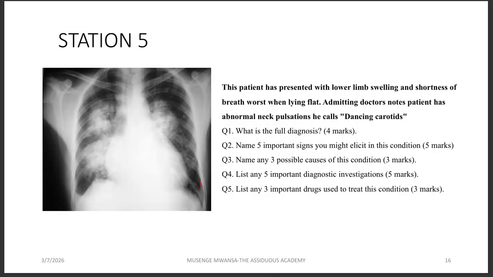Okay, station 5 says that this patient has presented with lower limb swelling and shortness of breath when lying flat. Admitting doctor notes the patient has abnormal neck pulsations, a dancing carotid. What is the full diagnosis? So remember, lower limb swelling, shortness of breath when lying flat, and then there's a dancing carotid. So what is the full diagnosis in this case? And then look at the X-ray also. What do you think?